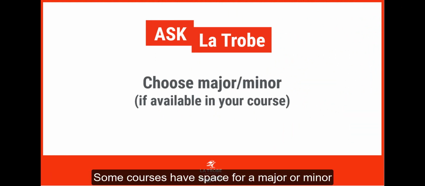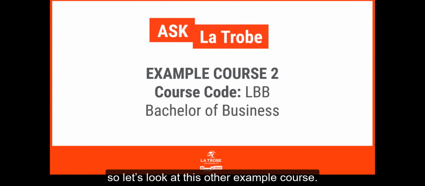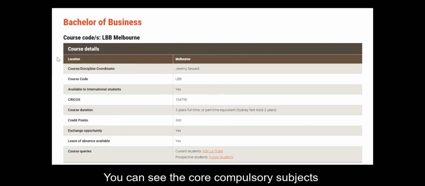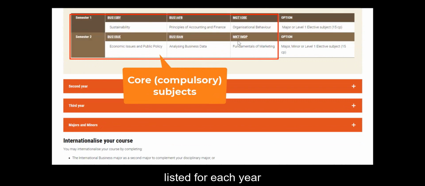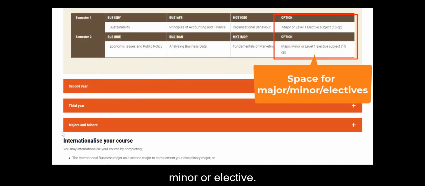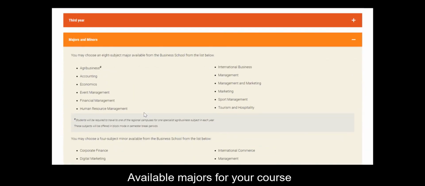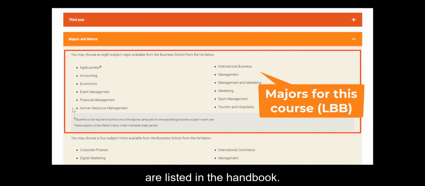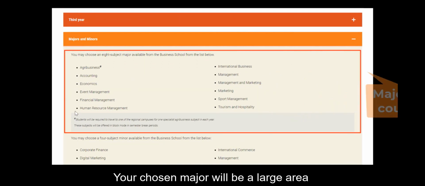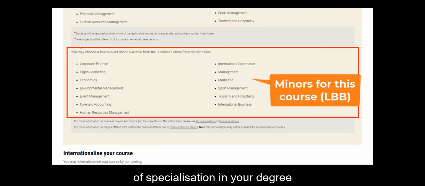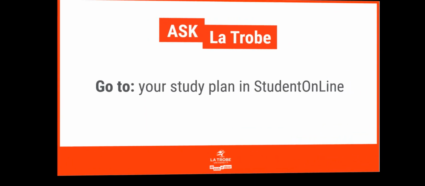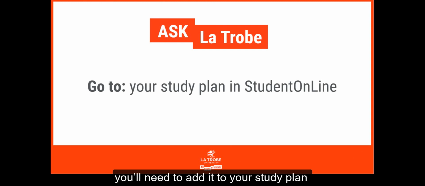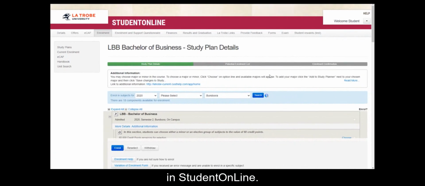Some courses have space for a major or minor, so let's look at this other example course. You can see the core compulsory subjects listed for each year, but there's also room to choose a major, minor, or elective. Available majors for your course are listed in the handbook. Your chosen major will be a large area of specialisation in your degree, and a minor is a smaller focus or specialisation. When you've chosen your major or minor, you'll need to add it to your study plan in StudentOnline.